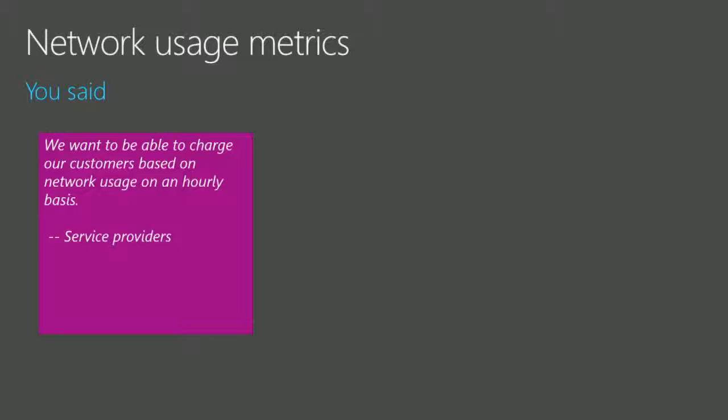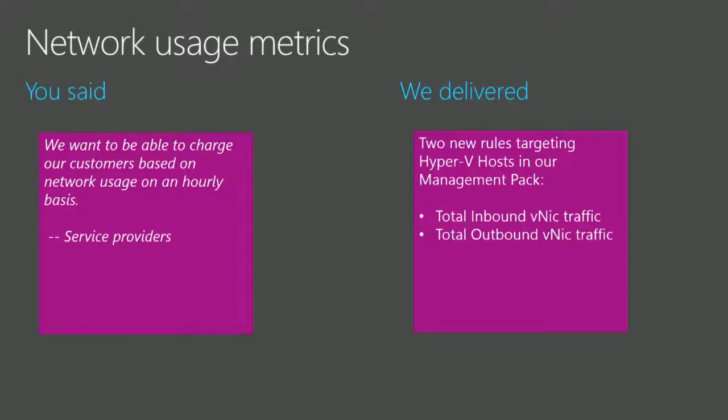The other thing that we heard a lot, really from service providers, very strongly, was that they wanted to be able to charge their customers based on network usage on an hourly basis. That wasn't something we came out of the gate with for chargeback. So we now have two new rules in our management pack that target Hyper-V hosts and check for inbound and outbound traffic. That's now deployed all the way through WAP. So if you install the URs throughout the entire stack, you will get this end to end.